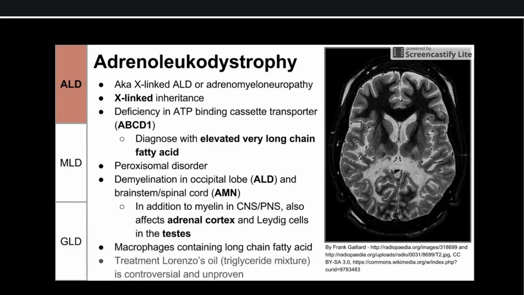You see there's a couple of treatments that they might use, but they're not very proven, right? So macrophages contain long chain fatty acids. Treatment is something called Lorenzo's oil, which is basically a triglyceride mixture. They're trying to make sure you're not consuming very long chain fatty acids too much, right? Because that's the source of the problem, right? And they might manage it through that mechanism. Okay, right. So don't get confused.